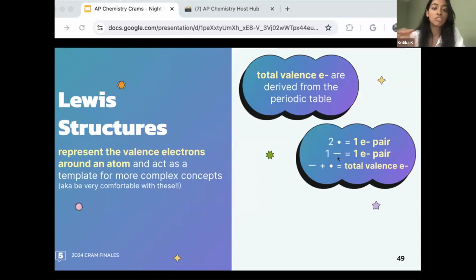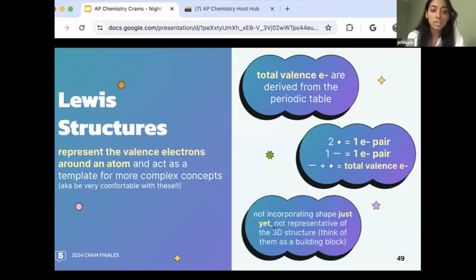Lewis structures also have lines. One line means one electron pair. The lines are typically drawn between two different atoms, so it symbolizes a shared electron pair. When you count up the number of lines and the number of dot pairs, that's how many total valence electrons are around a certain atom. Once again, you count these lines as two electrons because they're shared, one from each of the atoms that the bond is between.